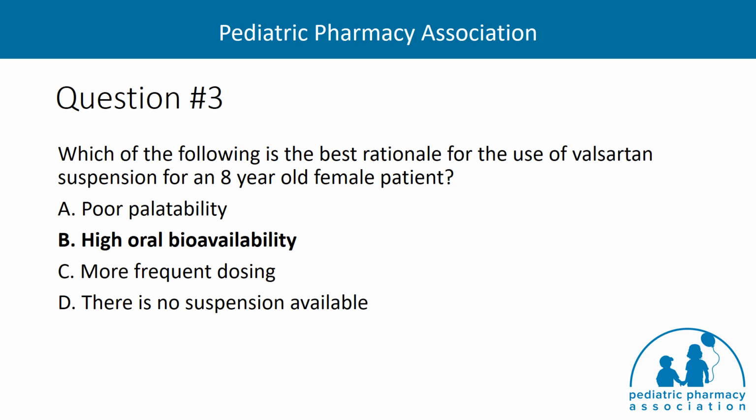The correct answer is B, high oral bioavailability. As described when we were discussing angiotensin receptor blockers, valsartan suspension has higher bioavailability compared to the tablet. Poor palatability is incorrect, although it may happen for some patients, because as a pharmacist who cares for the pediatric population, we need to keep in mind that medications should taste good to help with adherence.